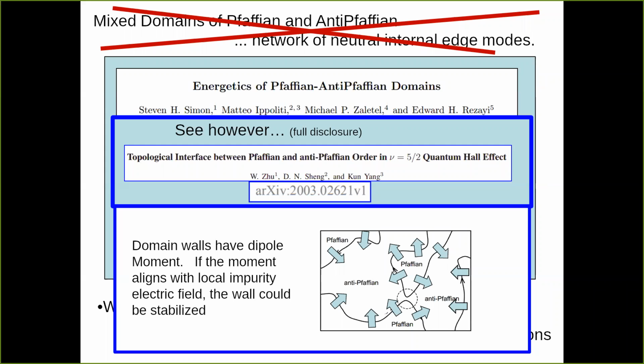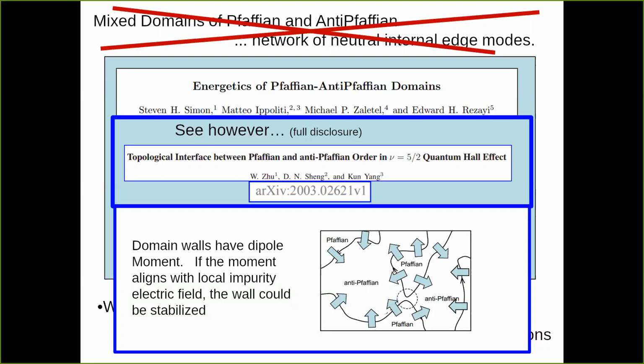I mean, you would think in these pictures where you have domains, it should be very sensitive to where you put the filling fraction. If you put the filling fraction a little lower, it should go to all anti-Pfaffian. A little bit higher, it should go to all Pfaffian. And it's only somewhere in the middle where there's a regime where it's mixed domains. They do not see the thermal conductance going down to 1.5 and then up to 3.5, with 2.5 in the middle.